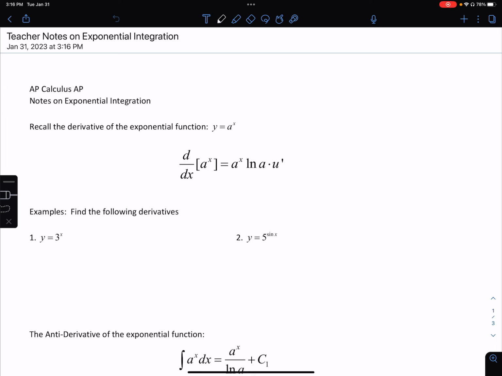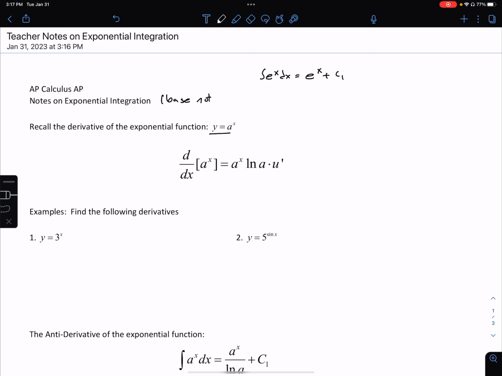Hello, welcome back. Today we're going to continue our discussion on integration. Now, yesterday we took the antiderivative of e to the x dx and we got back that exponential function, e to the x plus that c. Today we're going to be taking a look at what happens if we have a base that is not e.